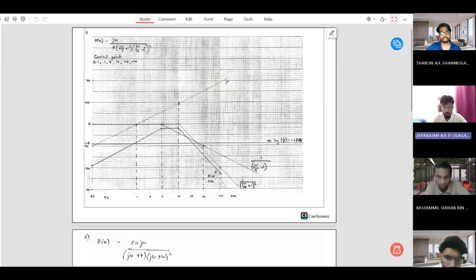If we connect all the lines, we finally get the final line for this graph. That's all for my calculation for me and my partner Tharun. Now I'm going to hand over to Zamil to present the slide. Thank you.